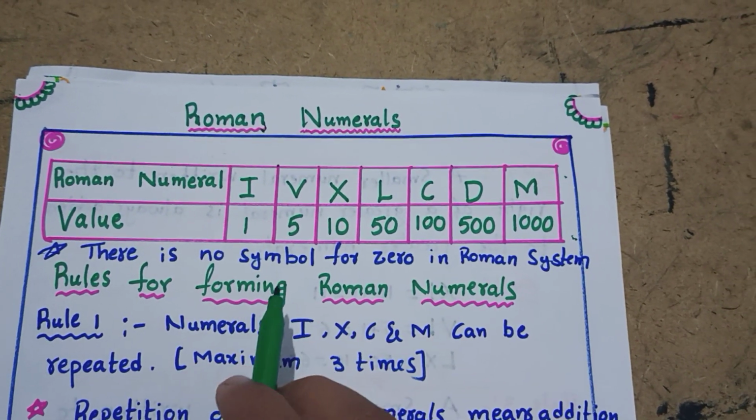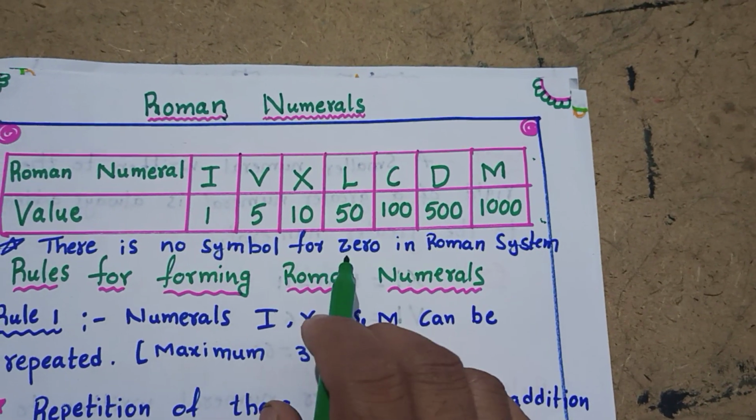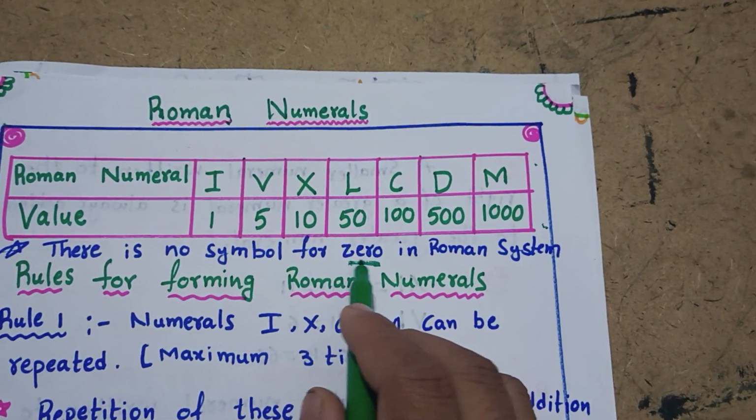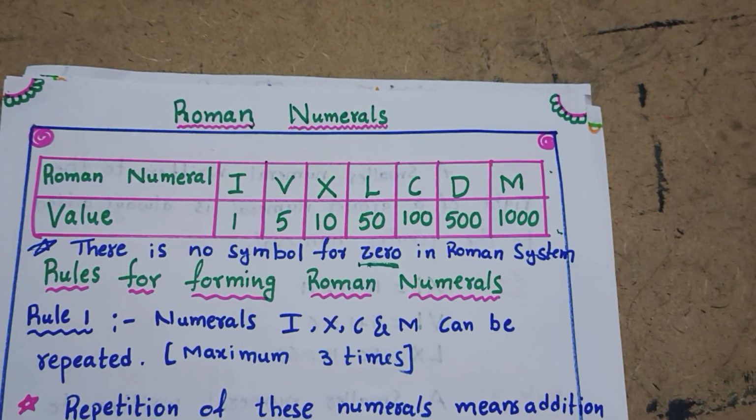Actually, there is no symbol for 0 in the Roman numeral system. For 0, there is no Roman number.